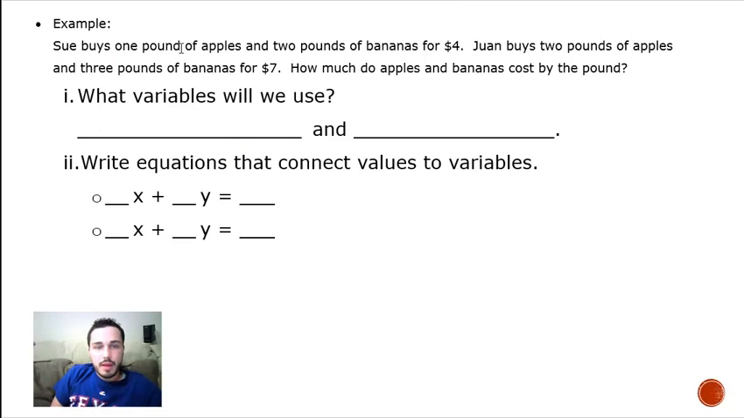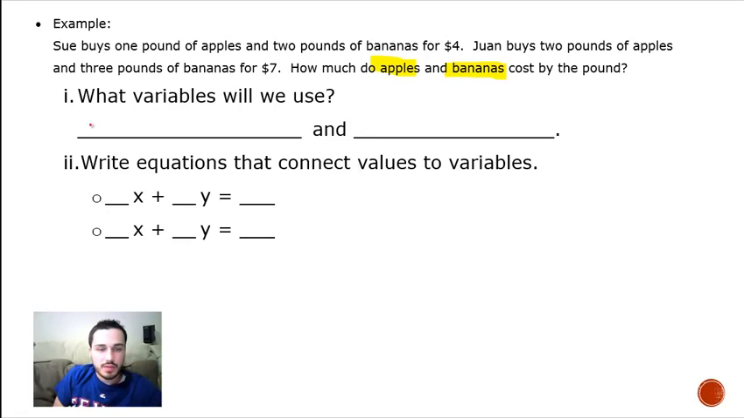Sue buys 1 pound of apples and 2 pounds of bananas for $4. Juan buys 2 pounds of apples and 3 pounds of bananas for $7. How much do apples and bananas cost by the pound? Well, what are the unknowns? Look at that question right there. How much do apples and bananas cost by the pound? Those two things are unknown. How much apples cost per pound and how much bananas cost per pound. So, I know what my unknowns are. I just need to give them some variables.